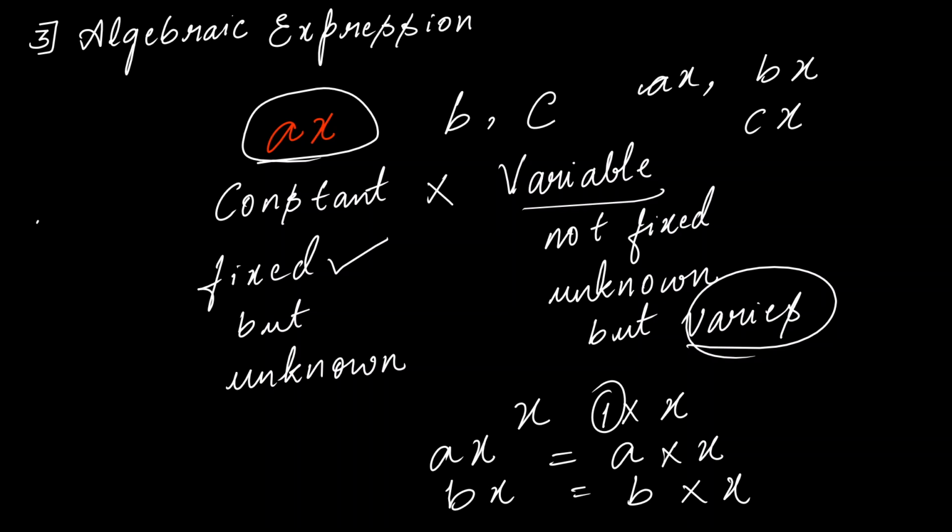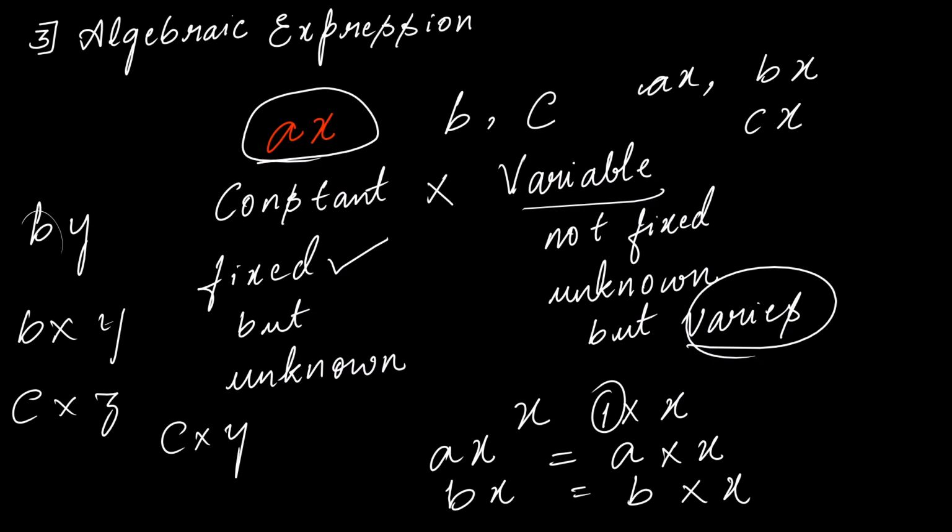See here, one more example. by. So here y is a variable and b is a constant. So b is a constant and y is a variable. And c multiplied by z or c multiplied by y. So the variable is y and the constant is c. Here the variable is z and the constant is c. This is how you have to understand the expressions.